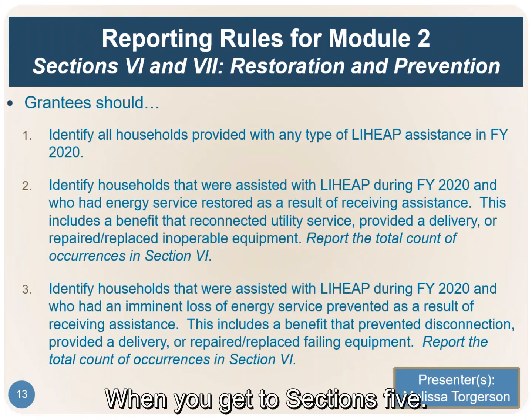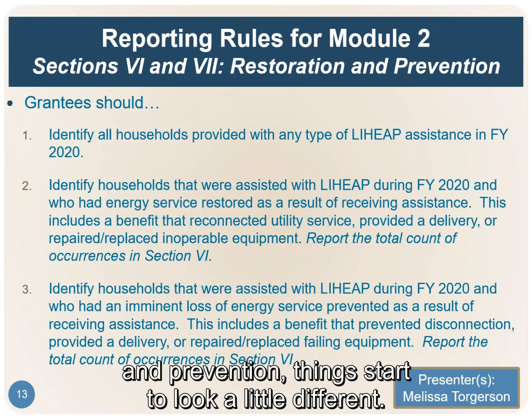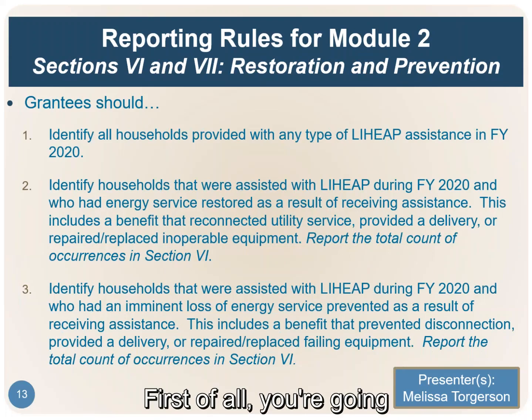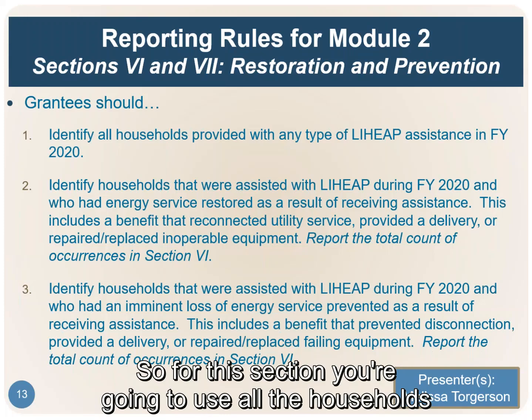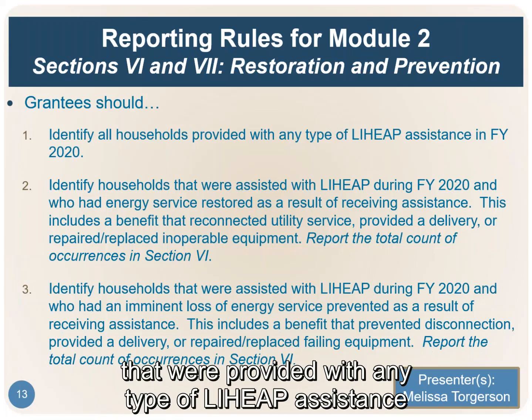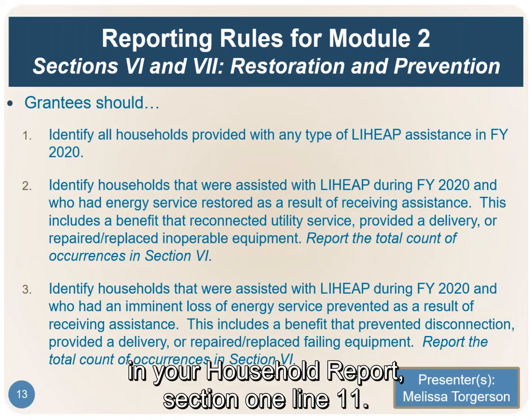When you get to sections 6 and 7, which are restoration and prevention, things start to look a little different. First of all, you're going to count weatherization households in here. So for this section, you're going to use all the households that were provided with any type of LIHEAP assistance in FY 2020. And this is also reported in your household report on Section 1, line 11.